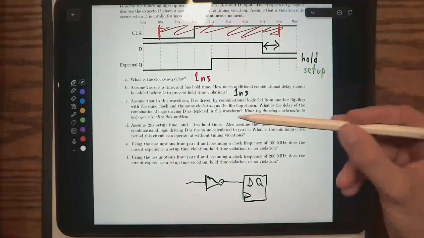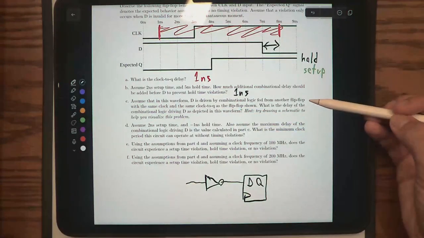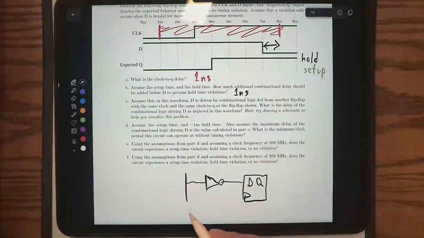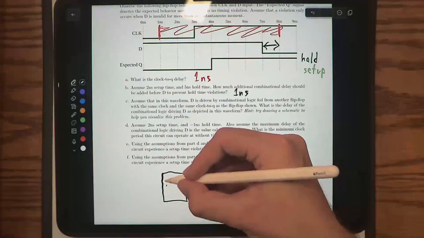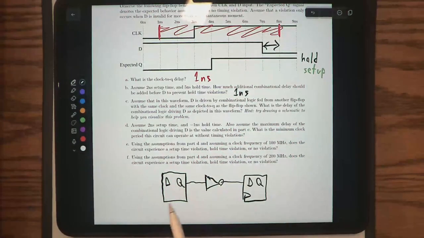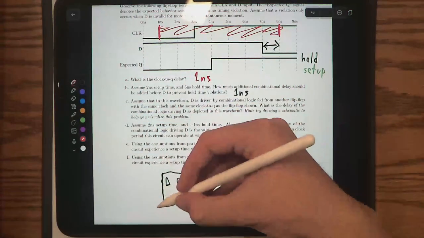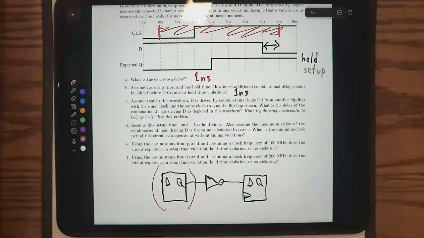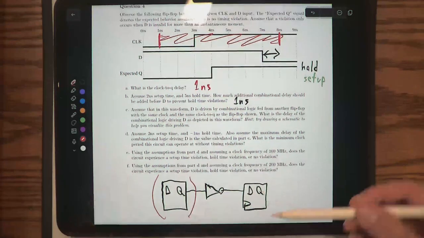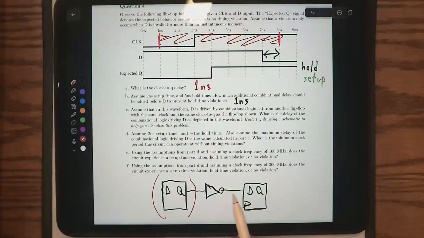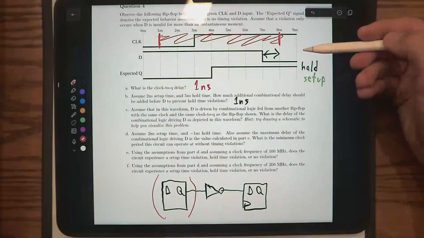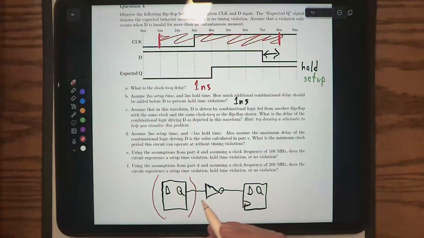But this combinational logic is from another flip-flop. So we have this structure right here: a flip-flop that drives combinational logic into another flip-flop. And this flip-flop is kind of implied. This is the flip-flop that's actually shown in the diagram here. So we're saying to assume that this D right here is this D, and asking how long this combinational delay is.